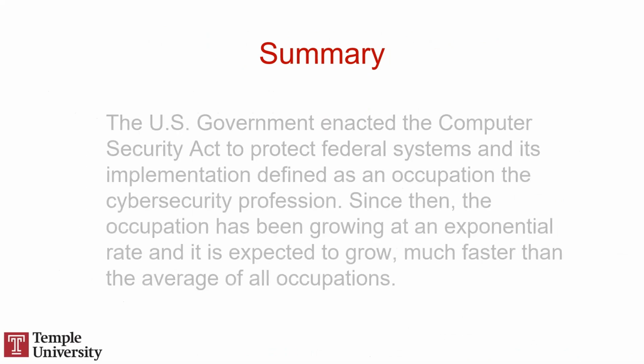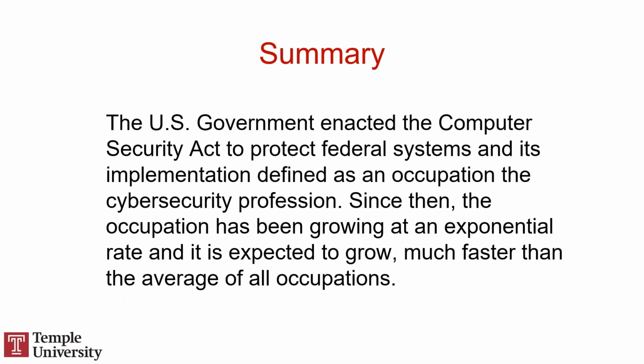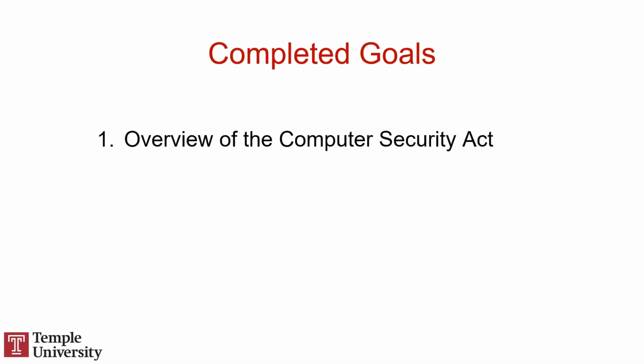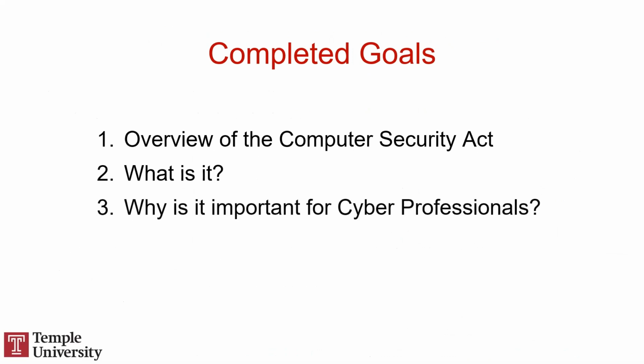In summary, the U.S. government enacted the Computer Security Act to protect federal systems, and its implementation defined the cybersecurity profession as an occupation. Since then, the occupation has been growing at an exponential rate and is expected to grow much faster than the average of all occupations. And with this, we conclude our presentation. We completed our overview of the Computer Security Act. We explained what it is and why it is important for cyber professionals.